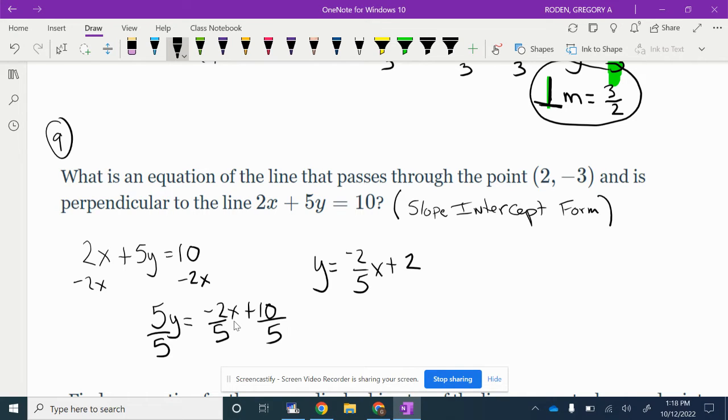Now, Boston, you're almost done. What's the slope of this line right here? Negative 2 over 5. Right, that's the slope of this line. So what would be the perpendicular slope, Boston? It would be 5 over 2. We flip it and change the sign. Does everyone understand that? Very nice job, Boston.